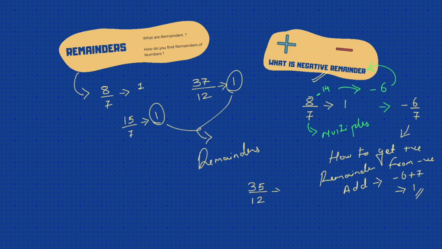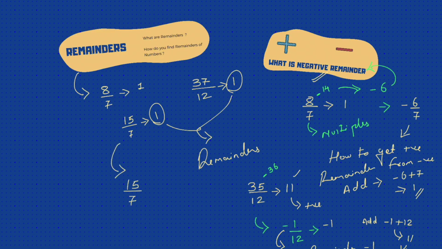Let's take one more example. 35 divided by 12. 12 twos are 24. 11 is the positive remainder. Now what is the negative remainder? Take the multiples of 12 and go beyond 35, which is 36. 35 minus 36 is minus 1. So minus 1 is the negative remainder for 35 divided by 12. If you want the positive remainder from this negative remainder of minus 1, what will you do? Add minus 1 plus 12, which is nothing but 11, the positive remainder.